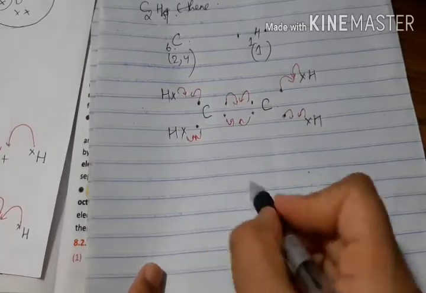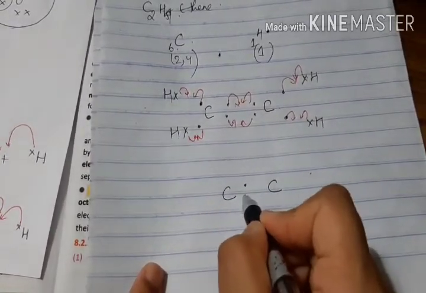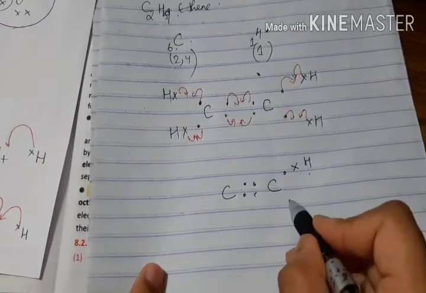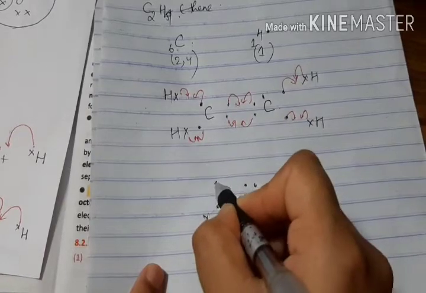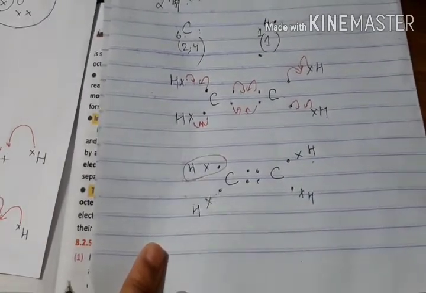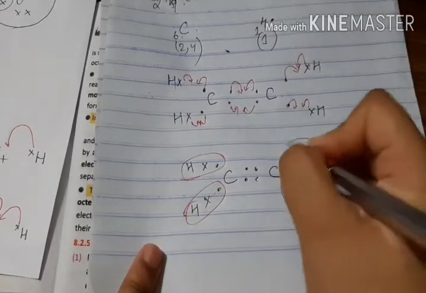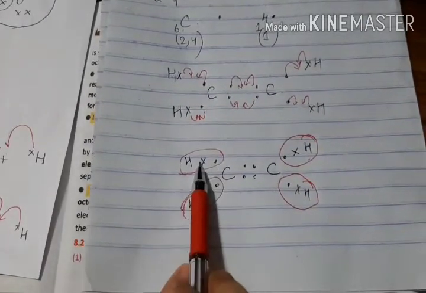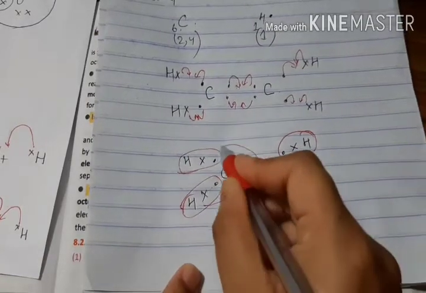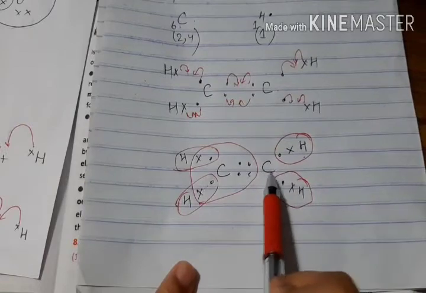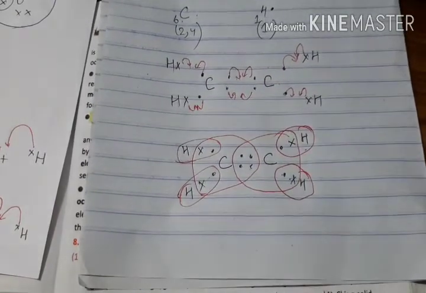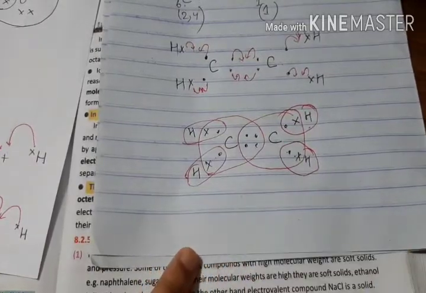So what we will get is carbon in the middle, 1, 2, 1, 2. Both carbons are sharing. Then here and here, H shared. Here and here, H. So have a look. For this hydrogen, 2, fine. For this hydrogen, 2, fine. Now this carbon is sharing with hydrogen, hydrogen and carbon: 1, 2, 3, 4, 5, 6, 7, 8. Octet. This carbon too, 1, 2, 3, 4, 5, 6, 7, 8. Yes, all stable.